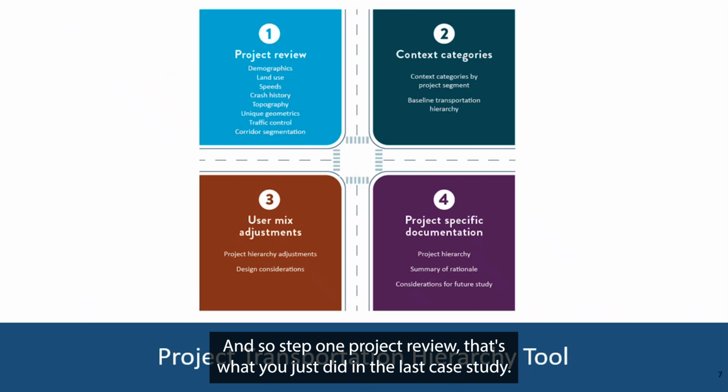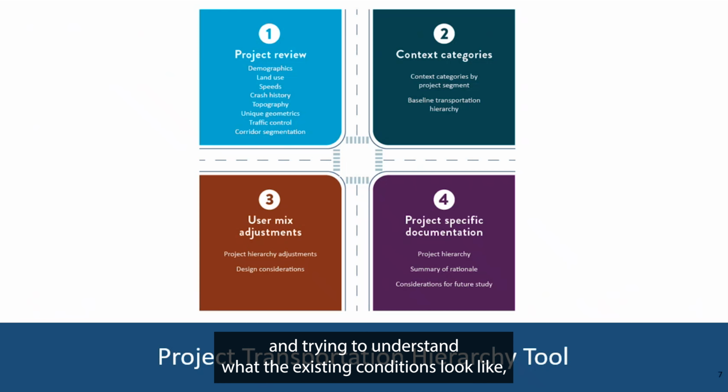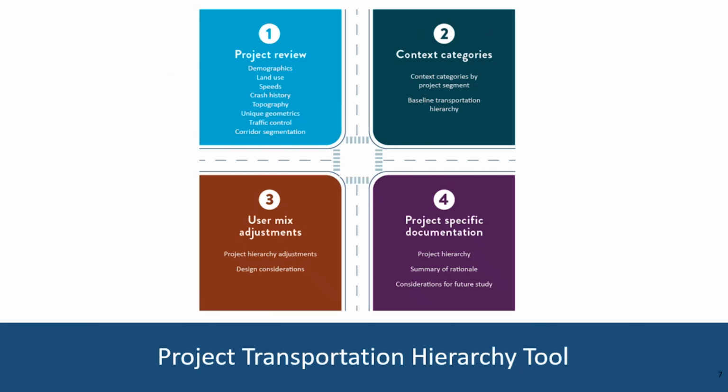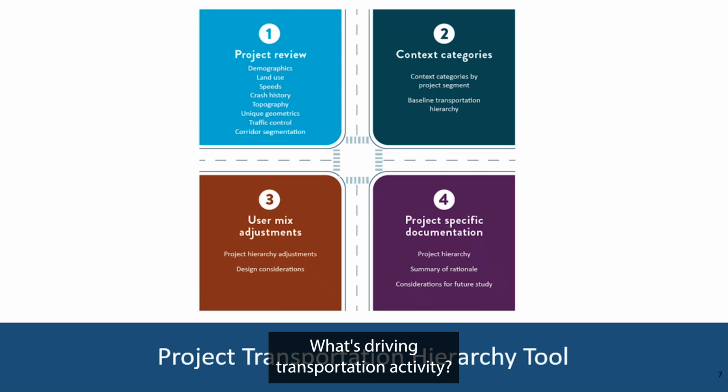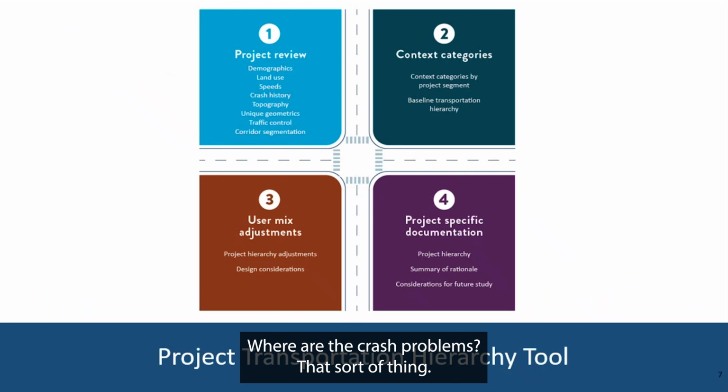And so step 1, project review, that's what you just did in the last case study. It's digging into the details of your project and trying to understand what the existing conditions look like, what's driving transportation activity, where do people want to go, where are there crash problems, that sort of thing.